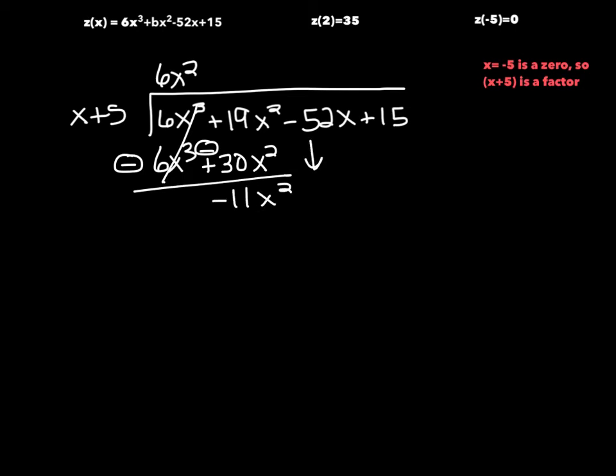Now let's bring down the next term. All right, so let's repeat the process. What do we have to multiply x by to give us negative 11x squared? Well, negative 11x.